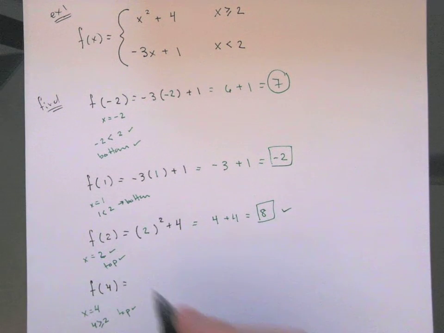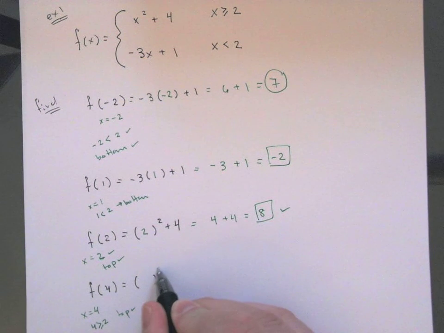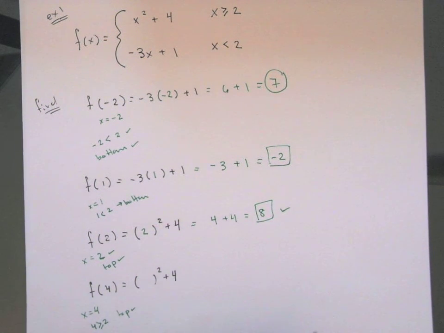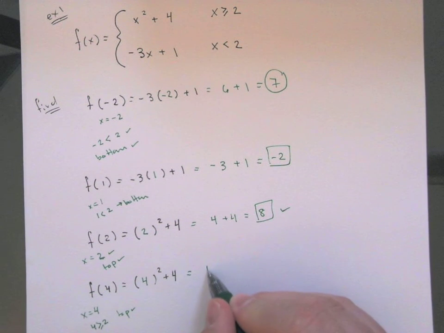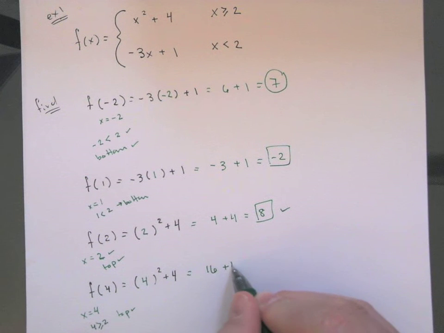So we'll square it. Quantity squared plus 4. Our x value is 4. So we'll replace that in our formula. 4 squared for us would be a positive 16 plus the 4 here. It's going to spit us out at 20.